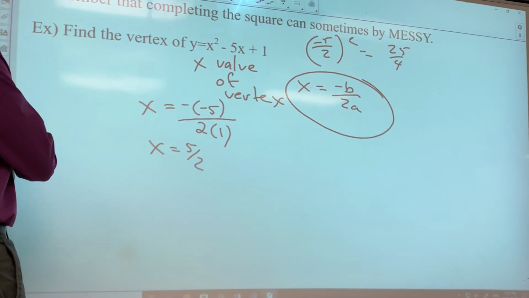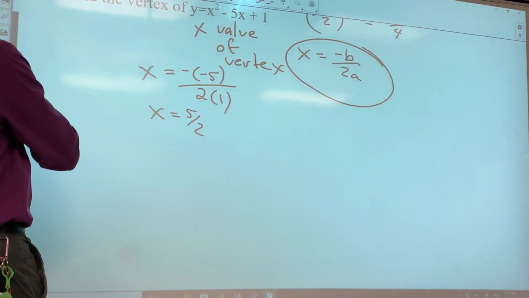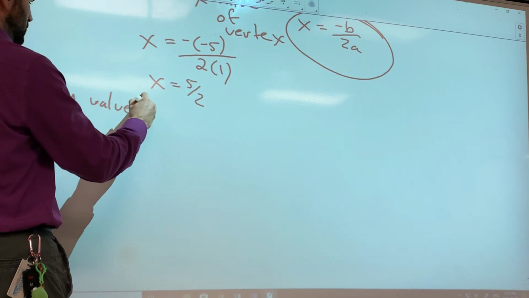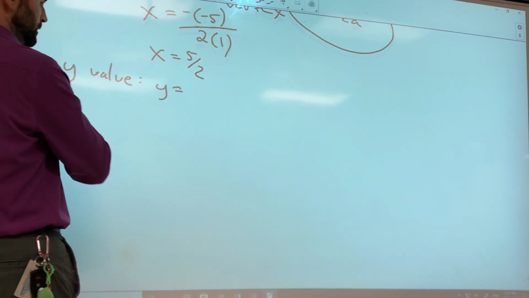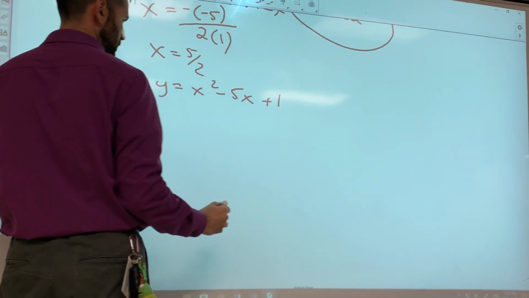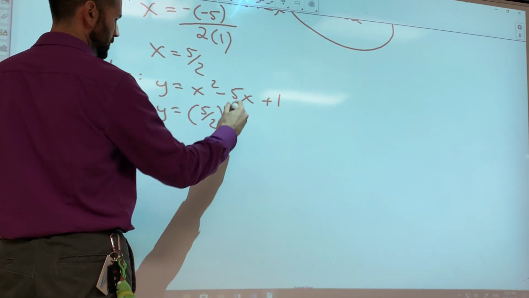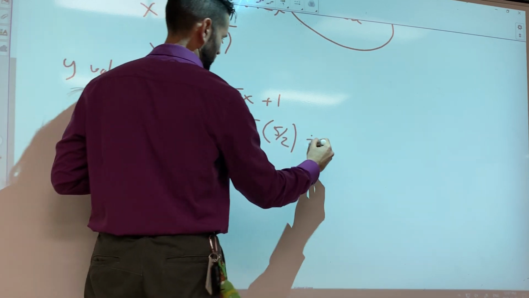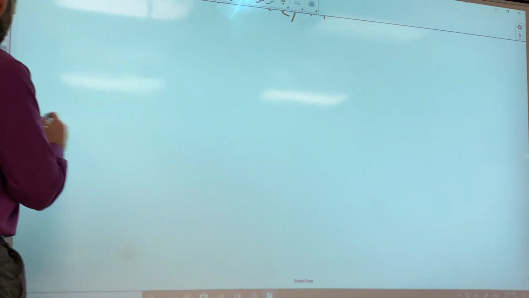And then how would I get the y value? Plug it in. Yeah, substitute it back into the equation. So once you have that, the y value is just me going back here and substituting it into, what is it? X squared minus 5x. Is it plus 1? So just substitute it in. And then you should be able to work that out. Let's quickly work it out.